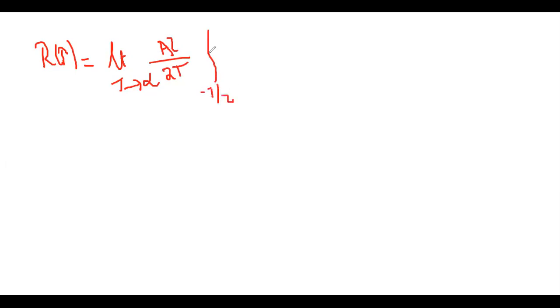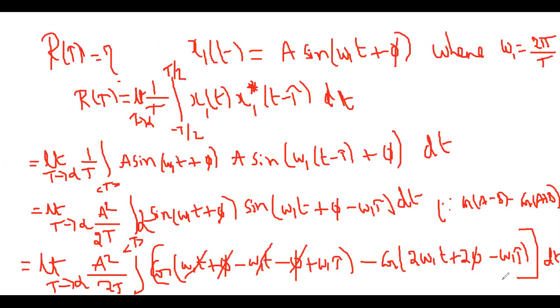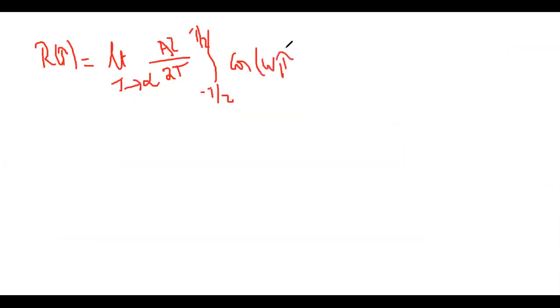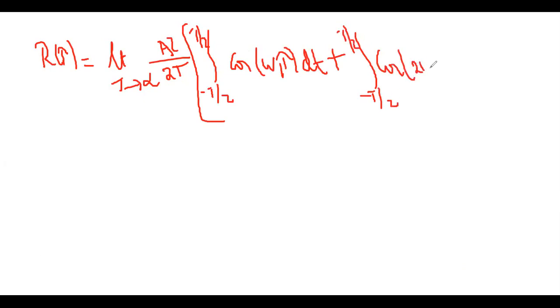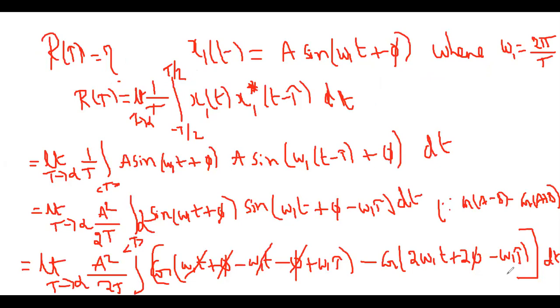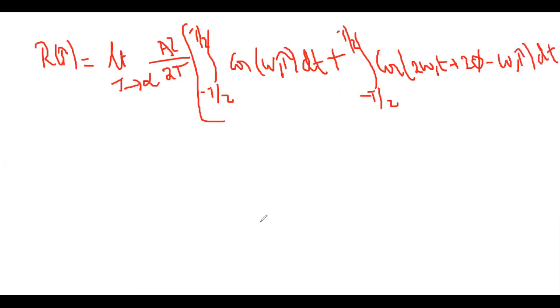The next, it becomes R of tau is equal to limit t tends to infinity, A square by 2t, and integral of, now I am writing this one, minus T by 2 to T by 2, cos omega 1 tau dt, the first integral, plus for the second integral minus T by 2 to T by 2, cos 2 omega 1t plus 2 times 5 minus omega 1 tau dt. Okay, second integral.